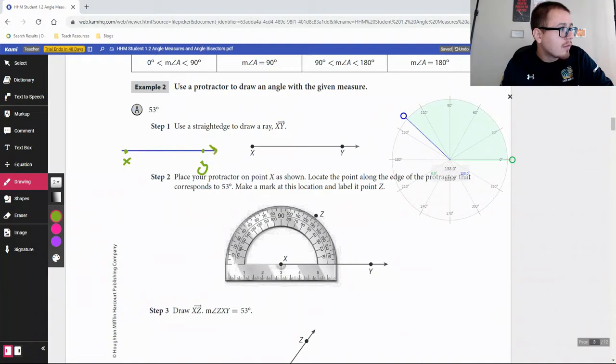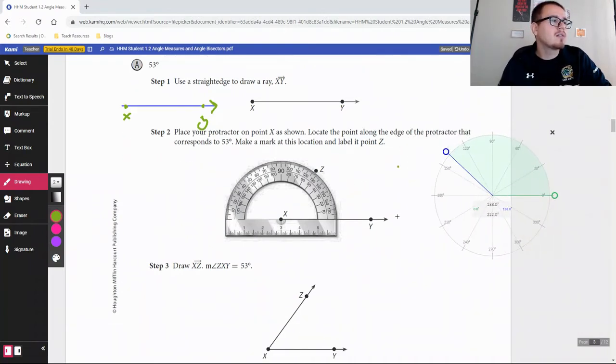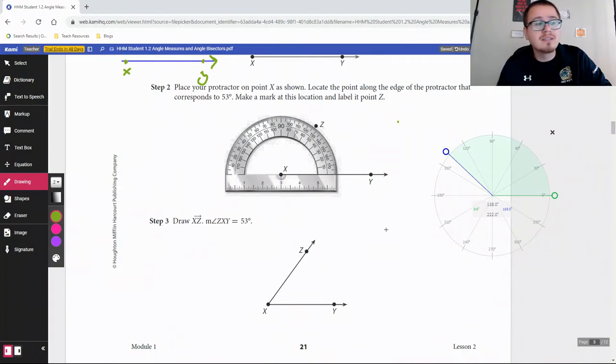It's got to be array. So XY. I made XY. Look at me go. Now, place your protractor on point X as shown. Locate the point along the edge of the protractor that corresponds to 53 degrees. So we need to figure out what 53 degrees is.